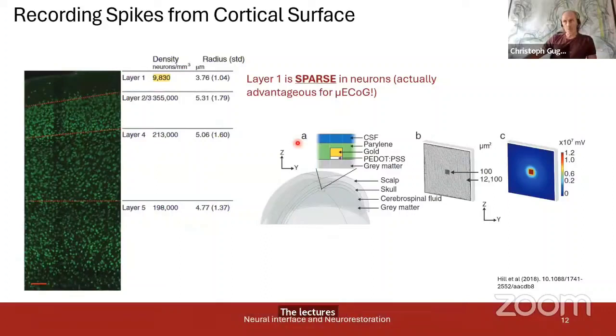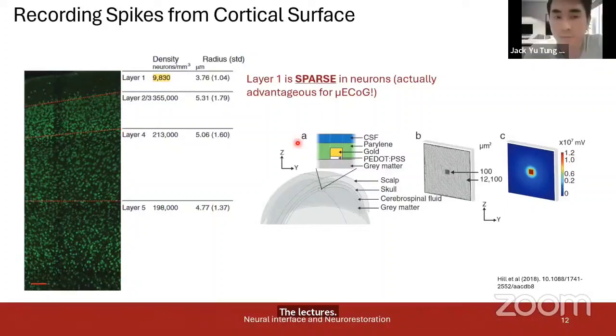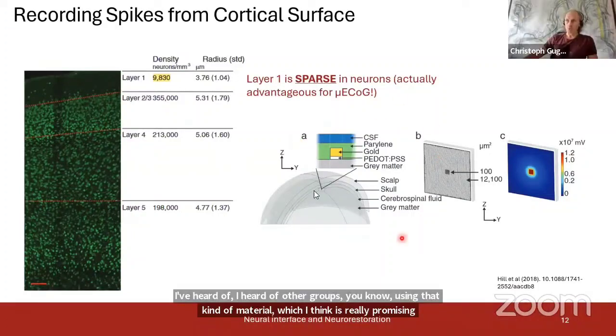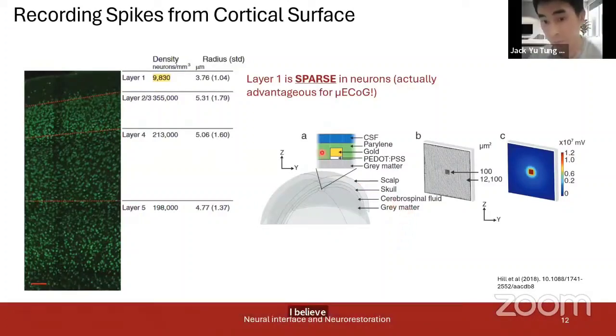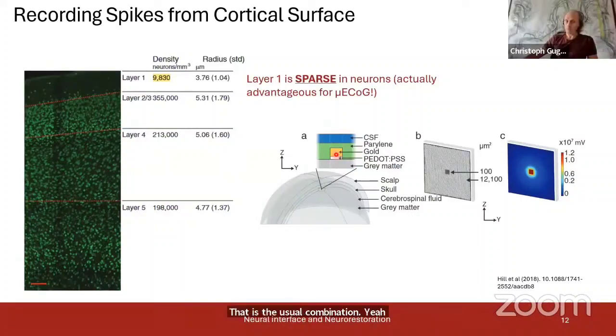Have you used any nanomaterials for the microarrays? Not sure what you mean by nanomaterials, but like you mean graphenes or something? No, I don't have any experience in that. But I heard of other groups using that kind of material, which I think is really promising. So what are the most commonly used materials? I believe it is the standard gold and PEDOT with parylene for insulation. That is the usual combination. Yeah, what about platinum? Possibly. Yeah.